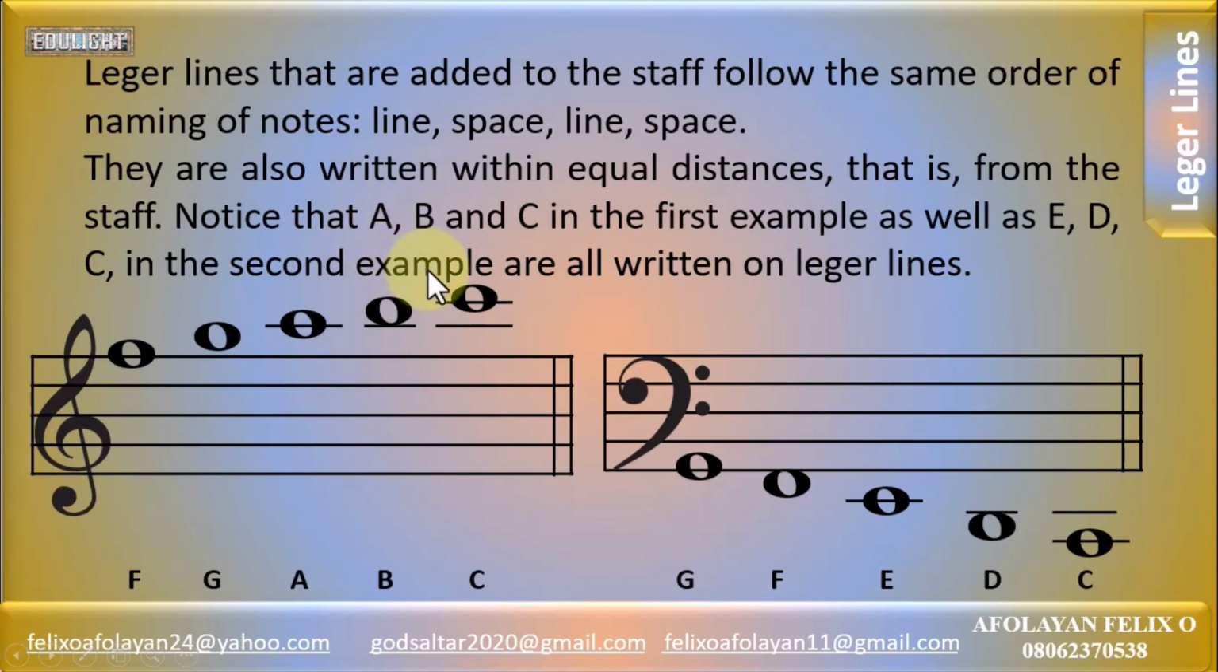are all written on ledger lines. So these are ledger lines. This note A is on a ledger line. So if we start like this, these are E. Continue counting like that. It is going to maintain the same order all through.